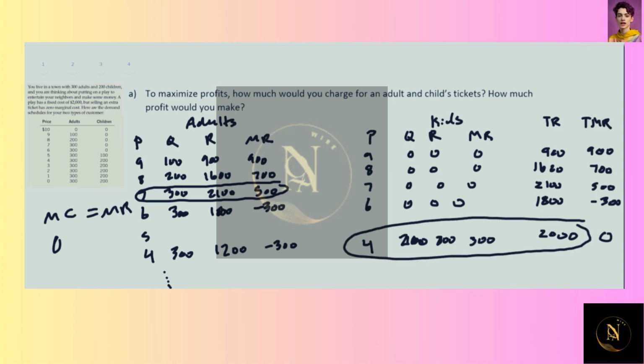kid. We're going to see that the total revenue is going to be 2100 that you're going to get from adults, plus the 800 you get from a kid equals 2900, and you're going to subtract the $2,000 it originally cost, and you're going to get $900 in profit.